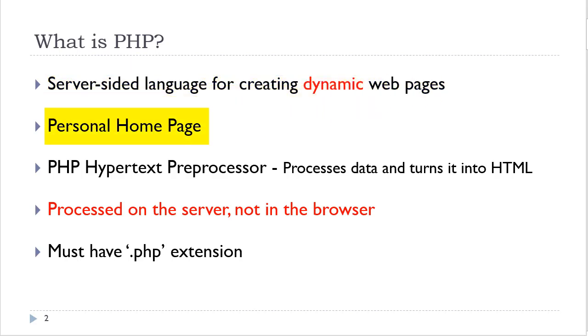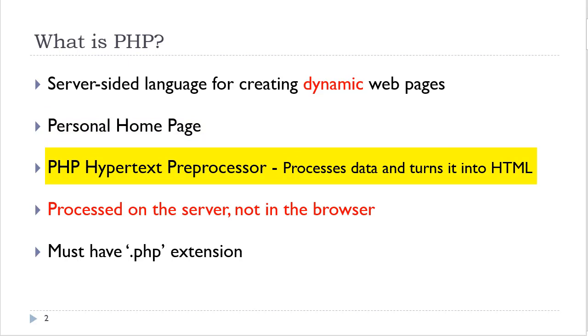PHP originally stood for personal home page. However, the name has been changed to PHP Hypertext Preprocessor. What that means is the language processes the data and turns it into HTML. So the language generates the HTML and sends it down to the browser.